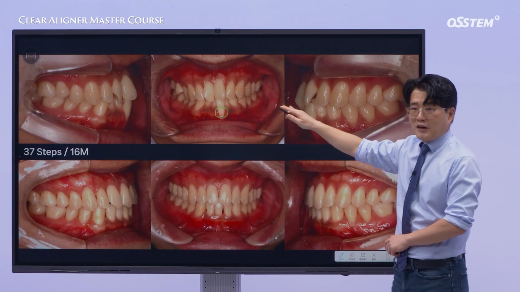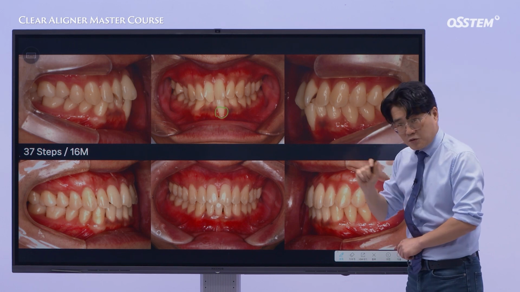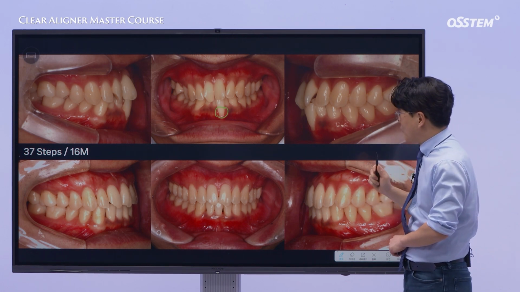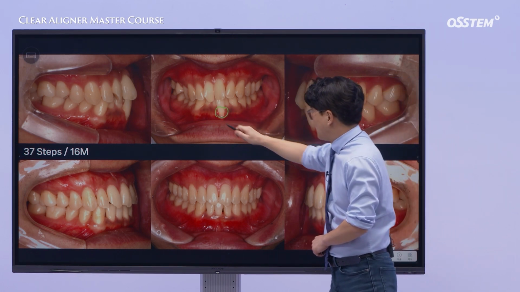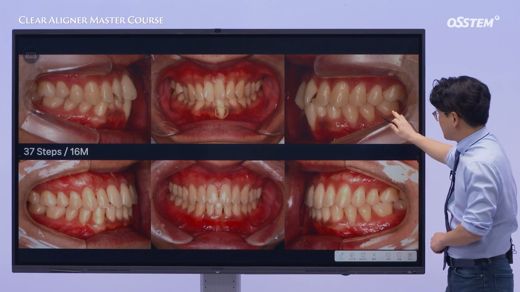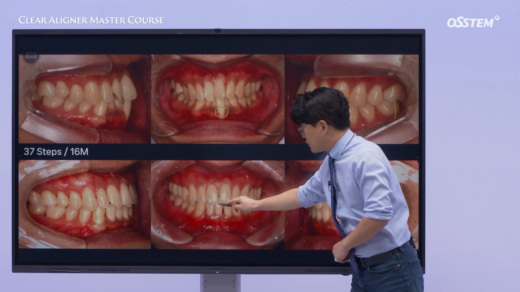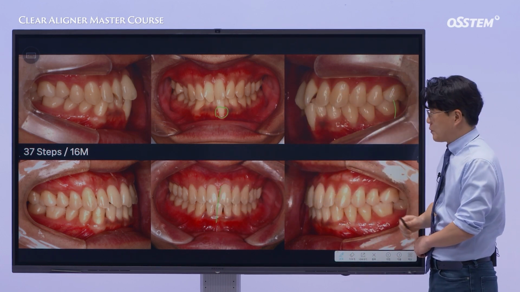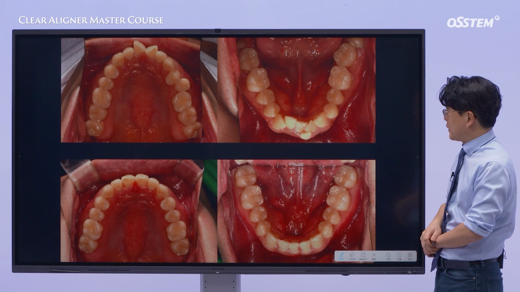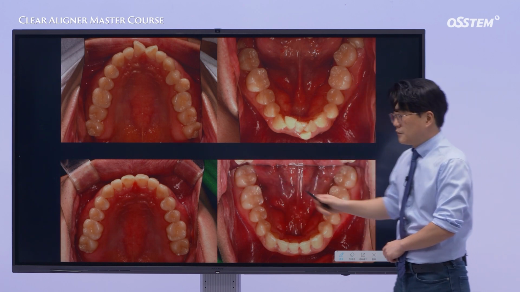The patient presented with a deep overbite. To address this, we applied over-engineering, leveled the occlusal plane, and extracted tooth number 31, resulting in good interdigitation. Aside from the midline, the occlusion appears quite stable. This is the occlusal view.